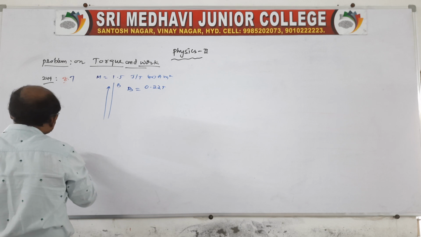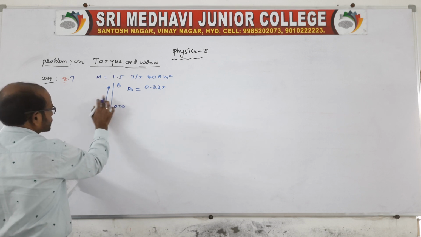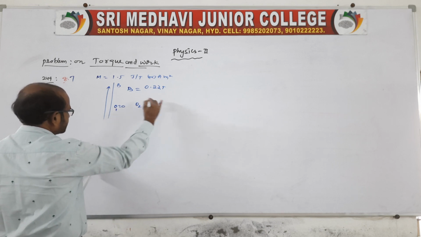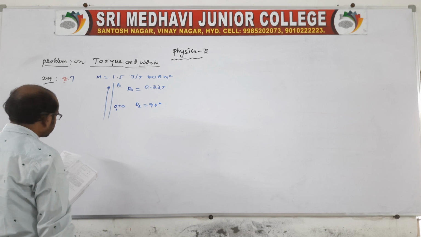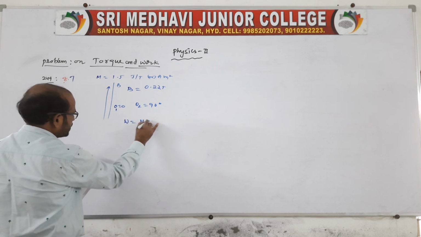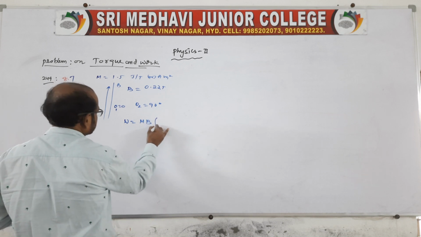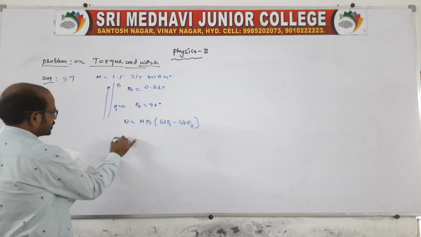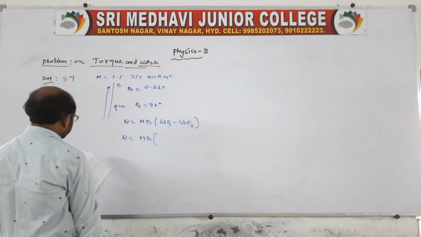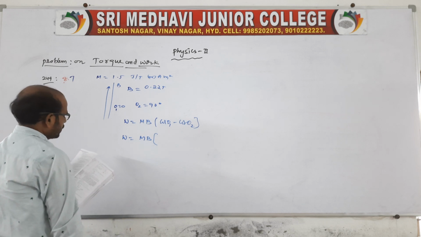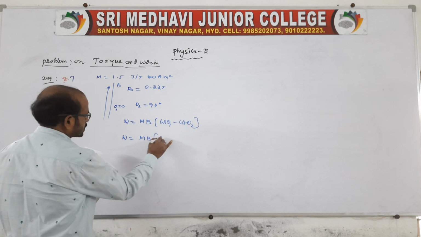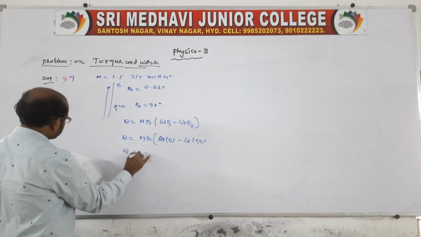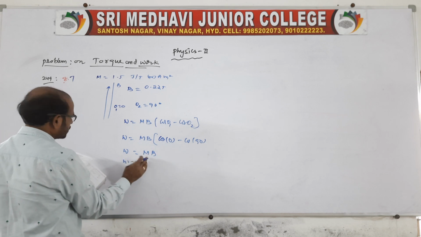In the first case, theta 1 is 0 because it is parallel. In the second, theta 2 is 90 because it is perpendicular. Therefore work done to turn the magnet is equal to MB into cos theta 1 minus cos theta 2, right? So work done is equal to MB into cos 0 minus cos 90. So work done is equal to MB.